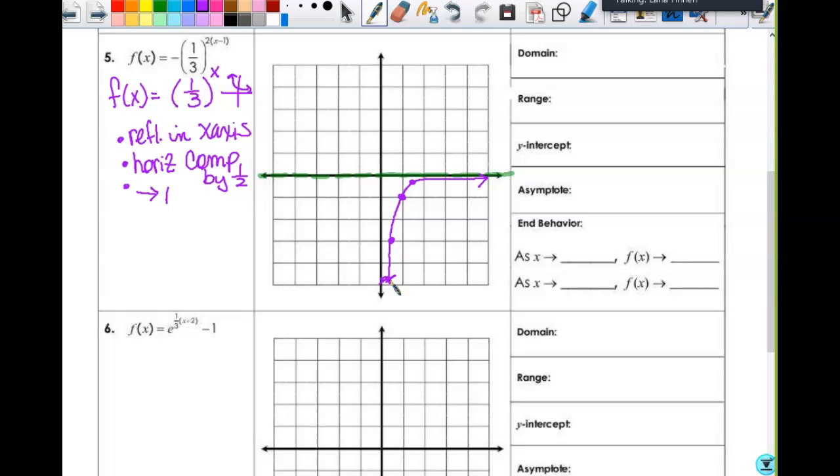All right, so my domain is still negative infinity to infinity. My range is now negative infinity to 0. I need a y-intercept. Well, I don't know what it is, but I know I'm going to have one. Eventually it is going to intersect the y-axis. So how do I find it algebraically?